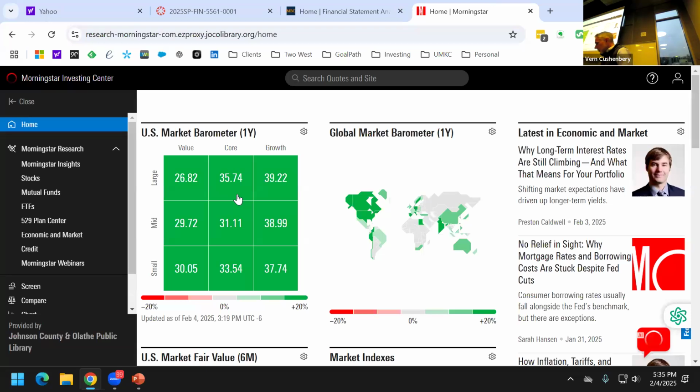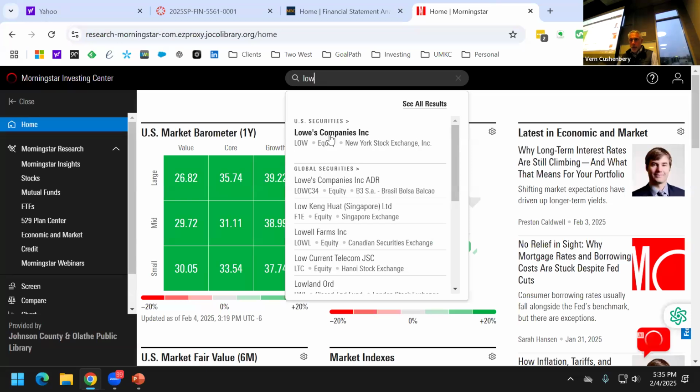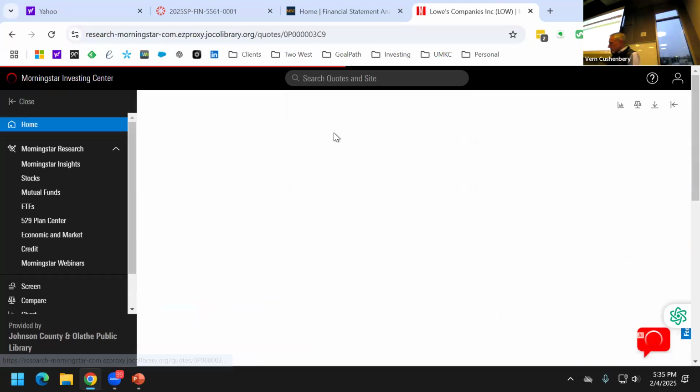Seth, what are you working on this semester? What company did you pick? Lowe's. Okay. What's the ticker for Lowe's? Or is it just LOW? All right, well, we can look it up here. Anyway, LOW is the ticker for that. So you type it in.